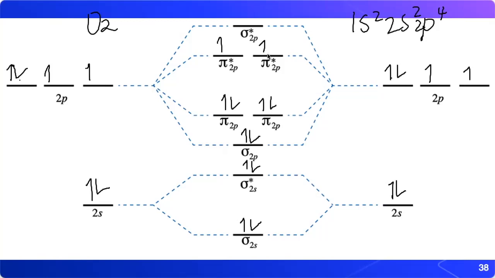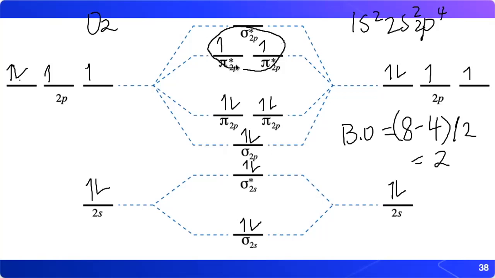For the bond order, same again. So we have 2, 4, 6, 8 for the bonding BMO minus 2, 3, 4 minus 4 for the ABMOs. So divided by 2. The answer is 2. Okay, so the bond order is 2. Mayroon siyang double bond. And it is still paramagnetic. Paramagnetic substance talaga siya kasi meron tayong dalawang unpaired electrons dito.